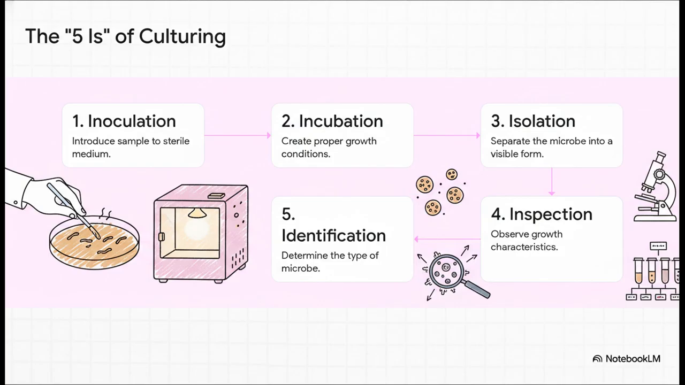So, to get our suspect ready for identification, we follow this standard procedure that scientists cleverly call the 5 I's. First, we inoculate, which is just a fancy way of saying we place our sample in a nutrient-rich medium. Then, we incubate it at the perfect, cozy temperature for it to grow. Next up is isolation. This is where we separate out individual bacteria so they can multiply into visible colonies. After that, we inspect those colonies. And finally, we move to identification, where we run specialized tests to put a name to our suspect.